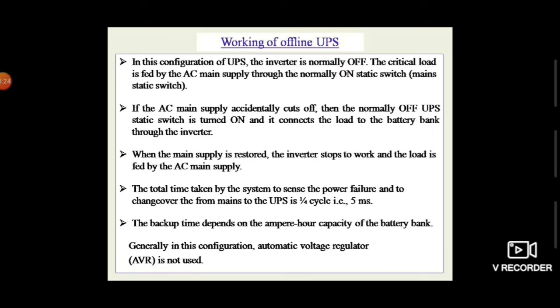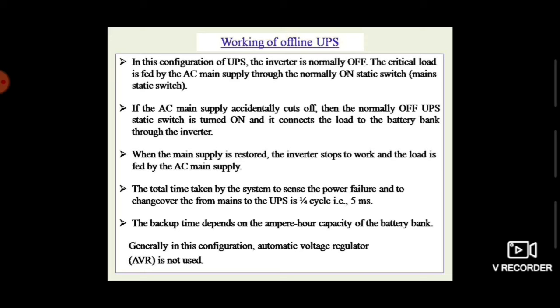Now, I have already told you about the working of an offline UPS. These are the major or important points about the working of offline UPS. You can note them down on your copy. The first point is that in this configuration of UPS, the inverter is normally off. The critical load is fed by the AC main supply through the normally on static switch, that is the main static switch.